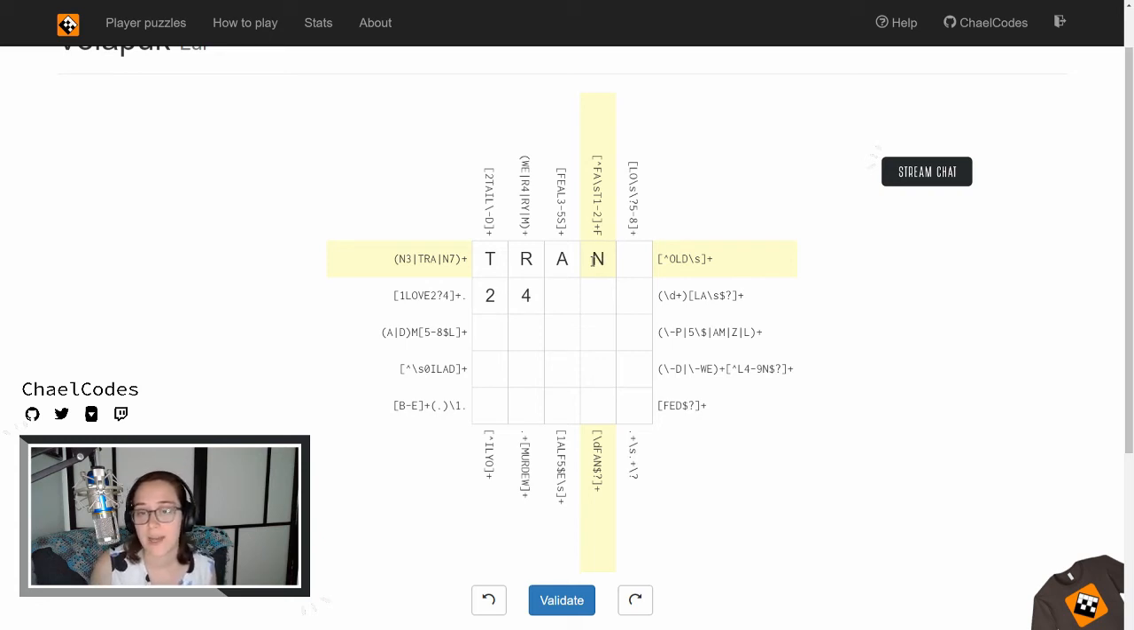For the right regex pattern, it's not an old. For the top regex pattern, it's not in F, A, white space, T, 1 through 2. If I look at my bottom regex pattern, I do have an N in that character set, so I'm good.